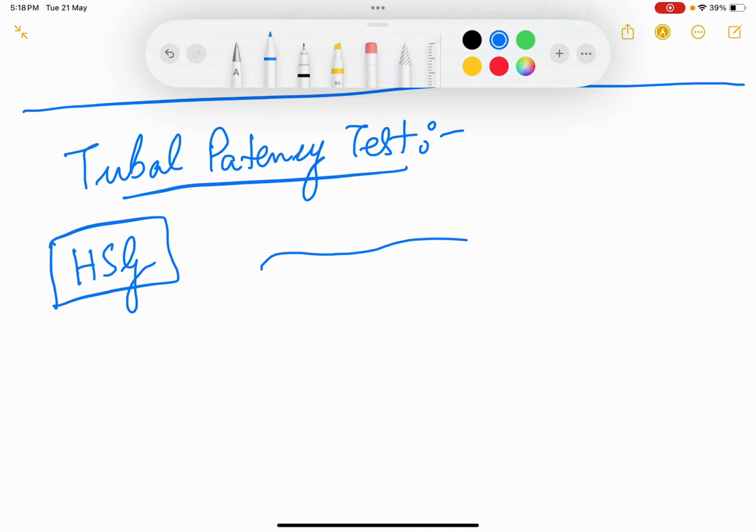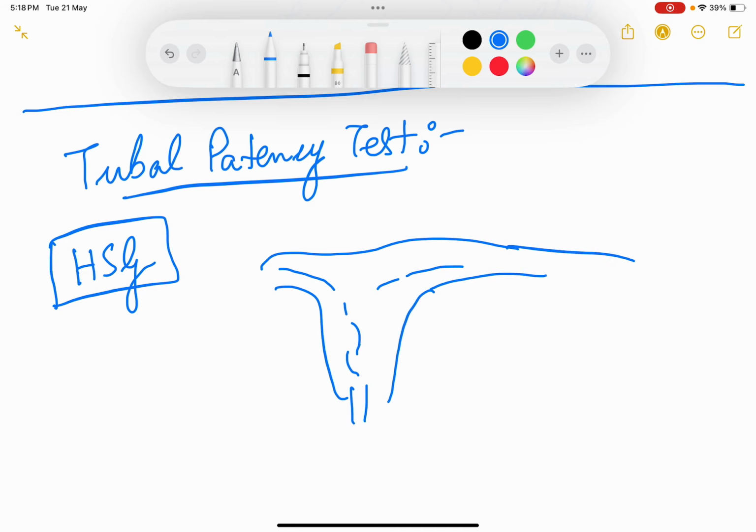Hysterosalpingography is a test whereby dye is injected in the uterine cavity. The dye travels through the tube and then spills into the peritoneal cavity. So, if there is a defect in any place of the tube, you really come to know whether the defect is there or not. So, for tubal factors we go for HSG.